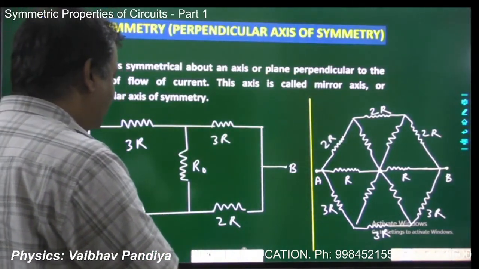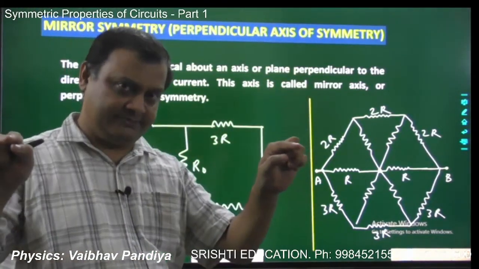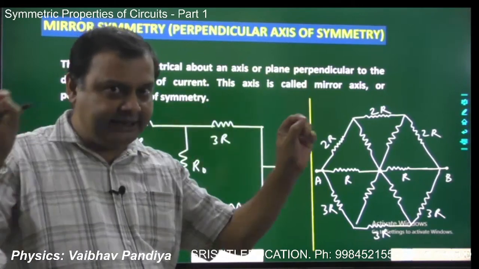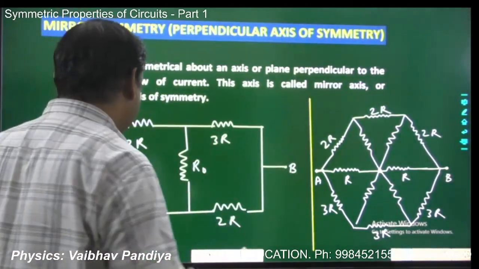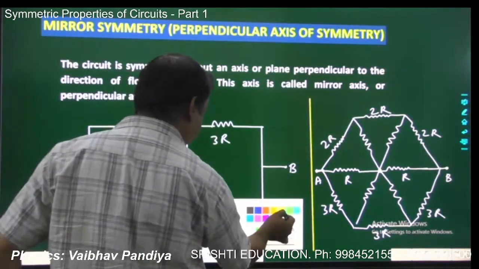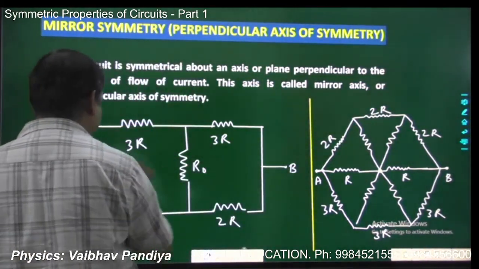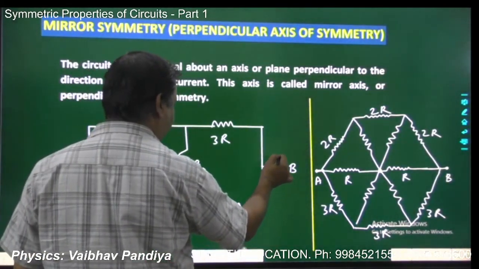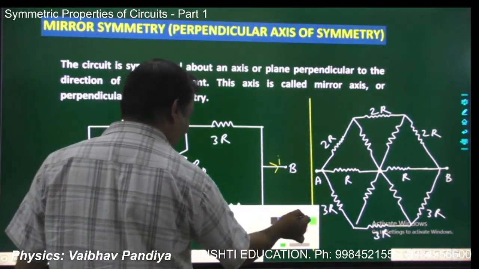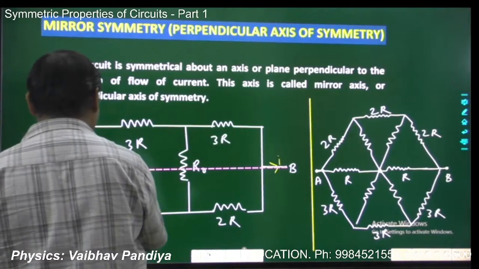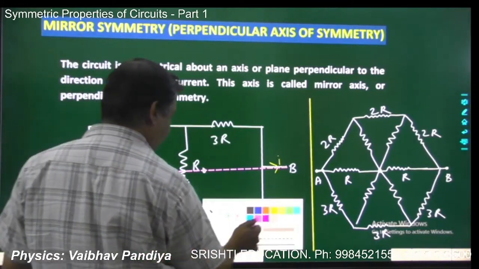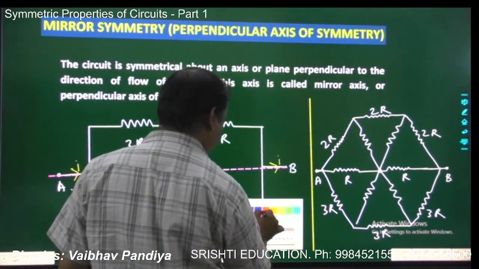First of all, you will see the direction of current. You will make a main line which is denoting the direction of current. Suppose, see this figure, the current is coming like this. The cell is connected across A and B. So we can say this is the direction of current.